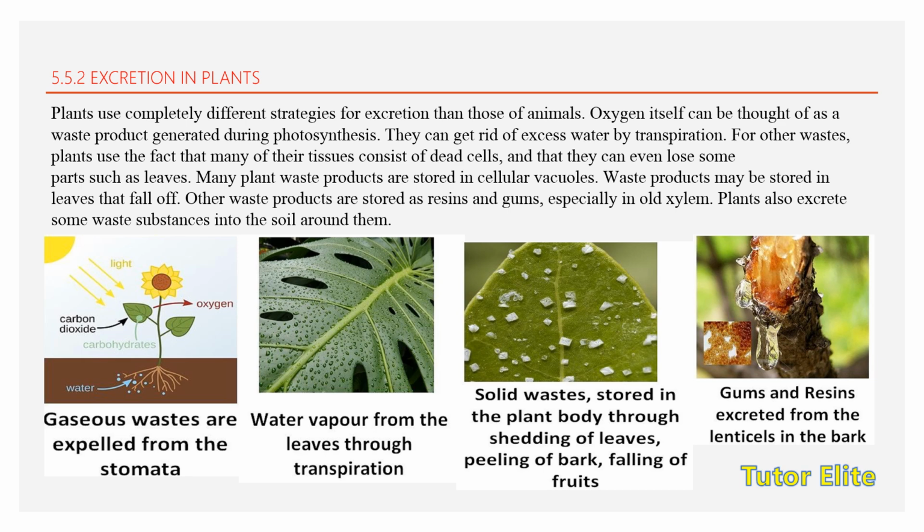Many plants' waste products are stored in cellular vacuoles. Waste products may be stored in leaves that fall off. Other waste products are stored as resins and gums, especially in old xylem. Plants also excrete some waste substances into the soil around them. Here are some of the waste products which plants excrete.